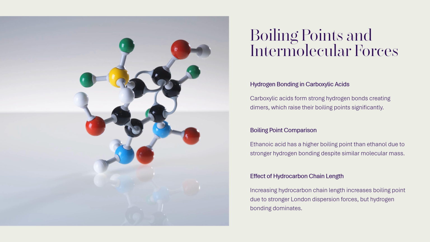Each carboxylic acid molecule can form 2 hydrogen bonds with another molecule, resulting in the formation of hydrogen-bonded dimers. These dimers significantly increase the amount of energy required to separate molecules during boiling. For example, ethanoic acid has a much higher boiling point than ethanol, despite having a similar relative molecular mass.